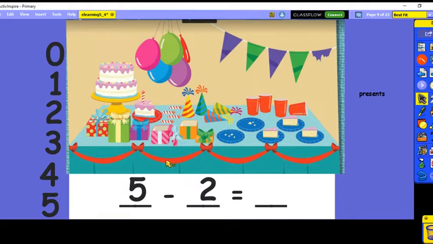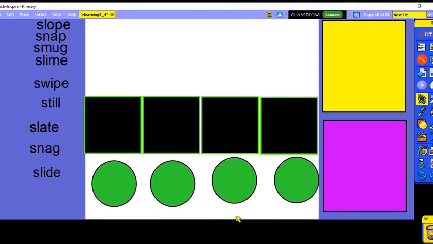Okay, so we started with 5. 2 presents are opened. How many presents do we have left to open? Let's count the ones that are remaining. 1, 2, 3. So 5 minus 2 equals 3. And there's some other things in this picture that we can think about to subtract. So we'll do some of those later.